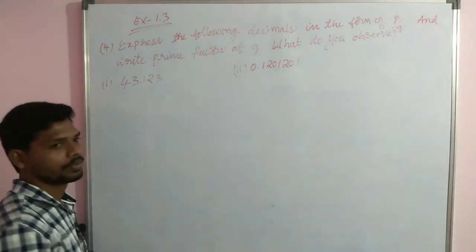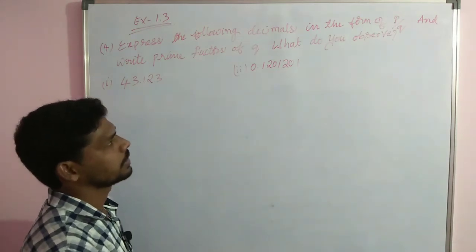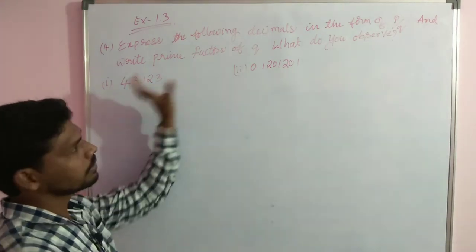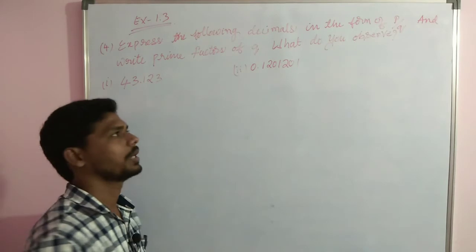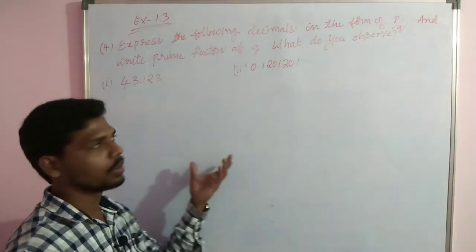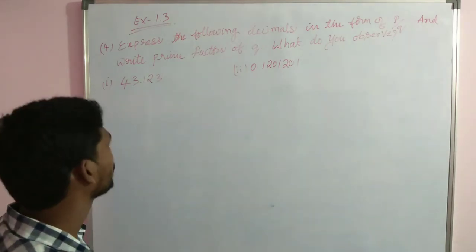Next, that is the fourth bit in exercise 1.3. Express the following decimals in the form of p by q. The decimal numbers are given; write them in rational form p by q, and write the prime factors of q. Here q is nothing but the denominator. And what do you observe from this?